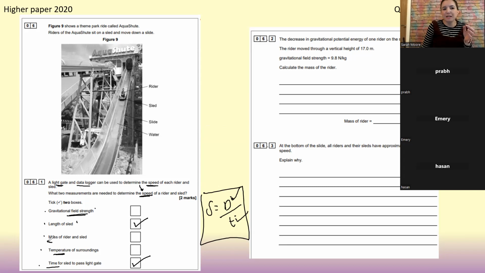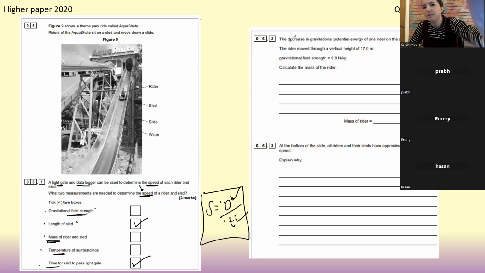I can see why potentially mass you could link, because mass is part of the equation for kinetic energy. So we could have gone with that one. I could see the logic in that. But we're not looking at calculating kinetic energy. We're looking at calculating speed. For speed, we need two pieces of information: distance, that we will get from measuring the length of the sled, and the time, which we will get from the light gate. Right, so you can start to see here the different level of demand in the questions.